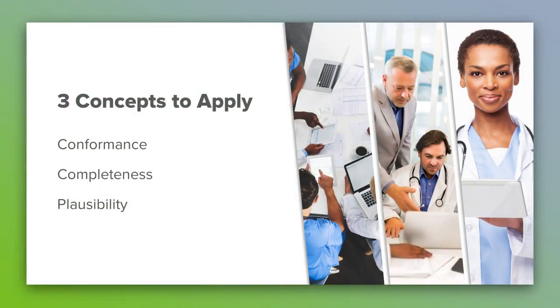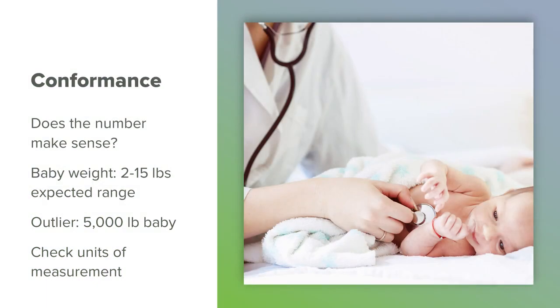There are three underlying concepts that we're checking when we apply validation or verification. They are conformance, completeness, and plausibility. Conformance is the principle that we expect our data to conform to the standards that are established in our community. When we're talking about conformance in terms of data, does the number make sense?